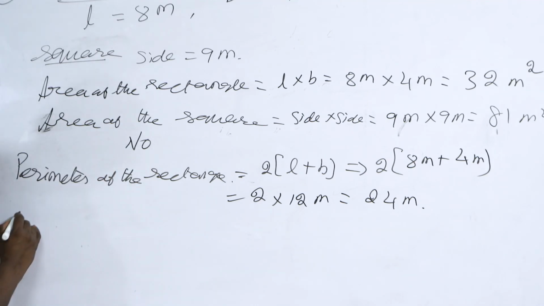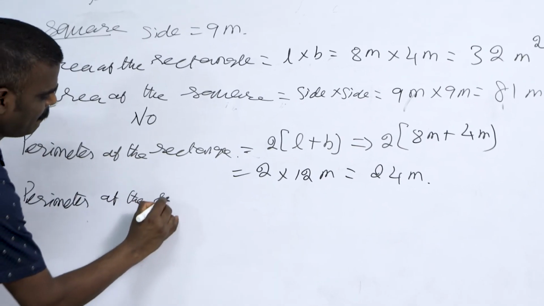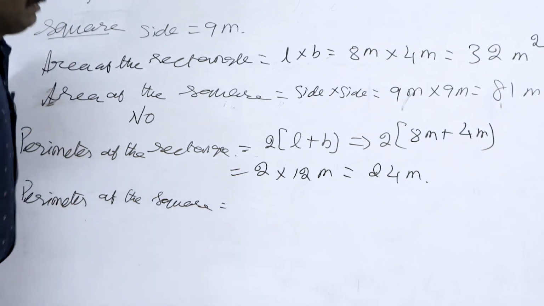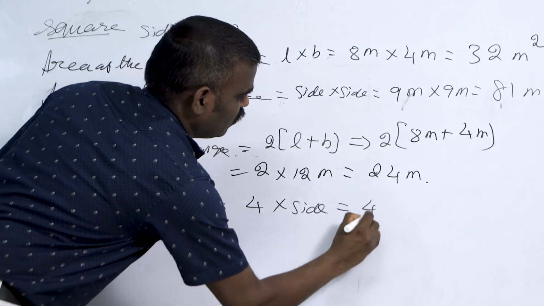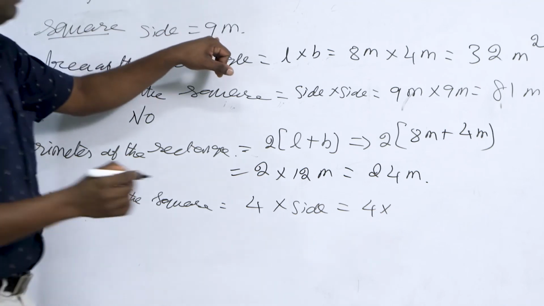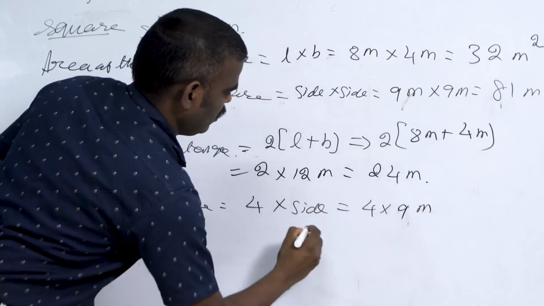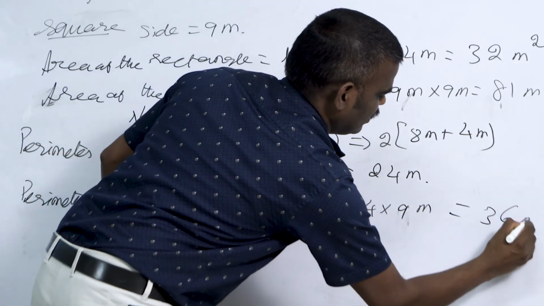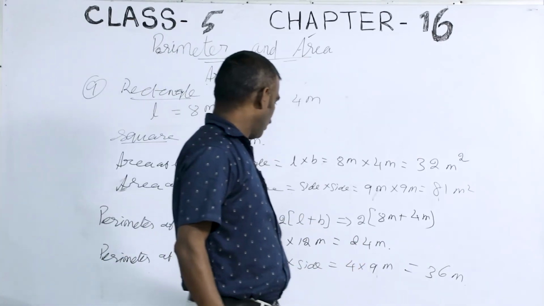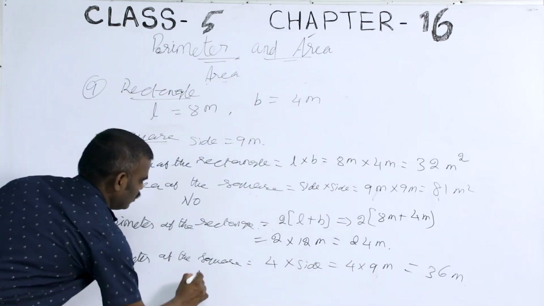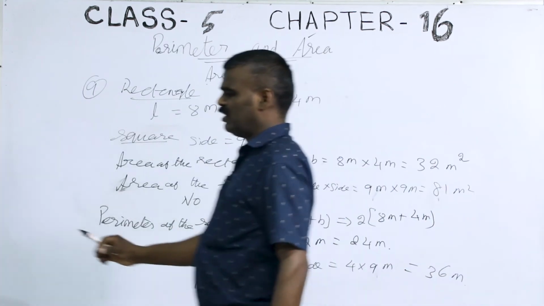Let us go to the perimeter of the square. What is the perimeter of the square formula? Yes, 4 into side. 4 into side how much? Side is 9. 9 4s are 36 meter. Perimeter of the rectangle is 24 meter. Perimeter of the square is how much? 36 meter. Again, your answer is which one? No.